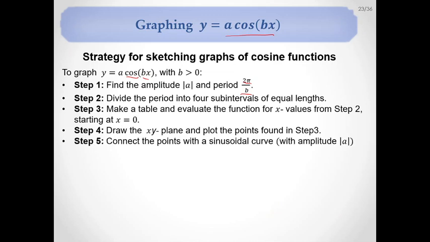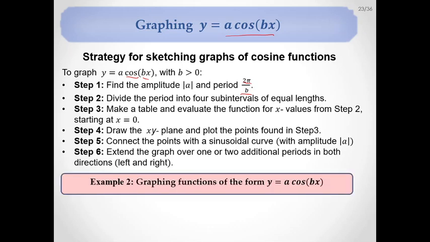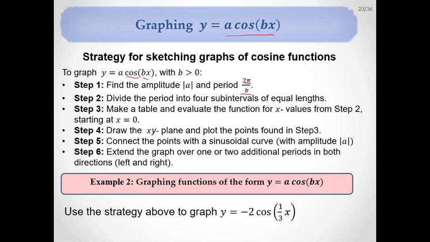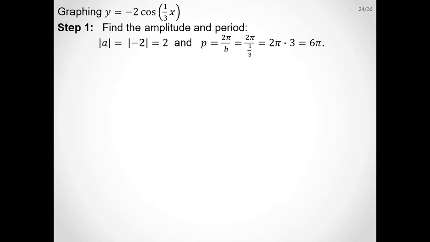Then you make the table and you plot the points from the table, and then you extend the graph, and that's it. Now let's graph y equal to negative 2 cosine of 1 over 3x. Now let's start with this. The amplitude is 2, and the period is 2 pi over b. b is 1 over 3, so it will be 6 pi.